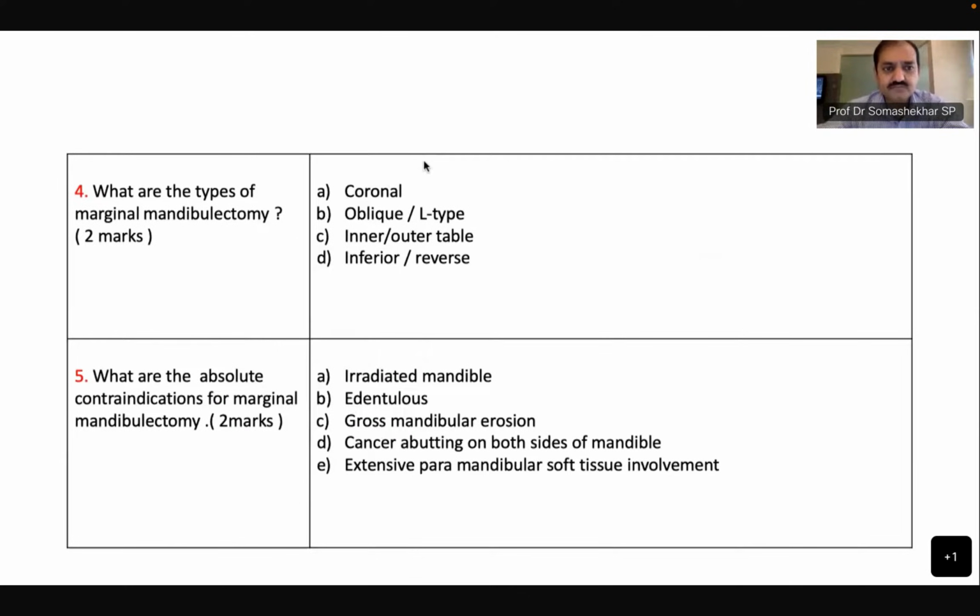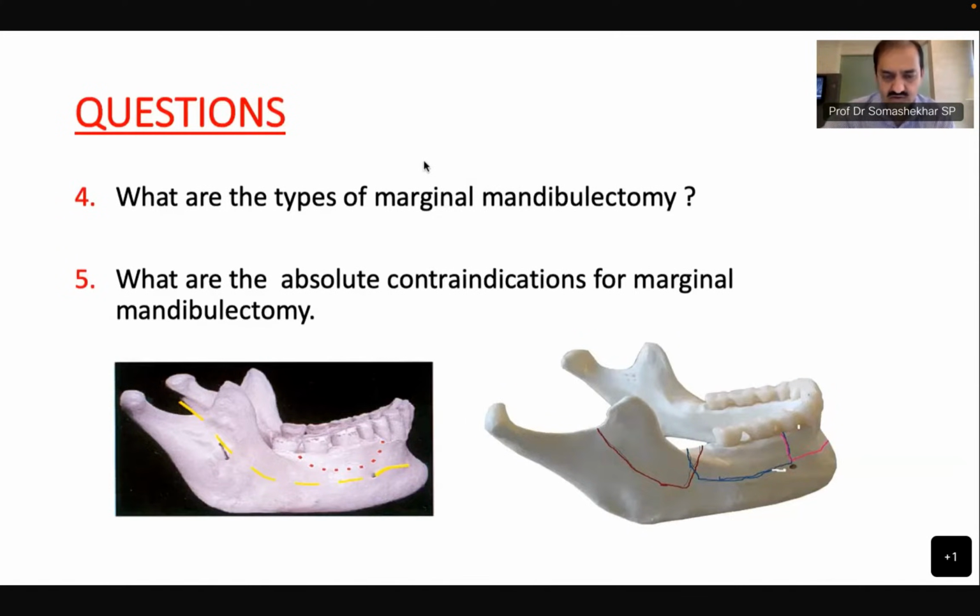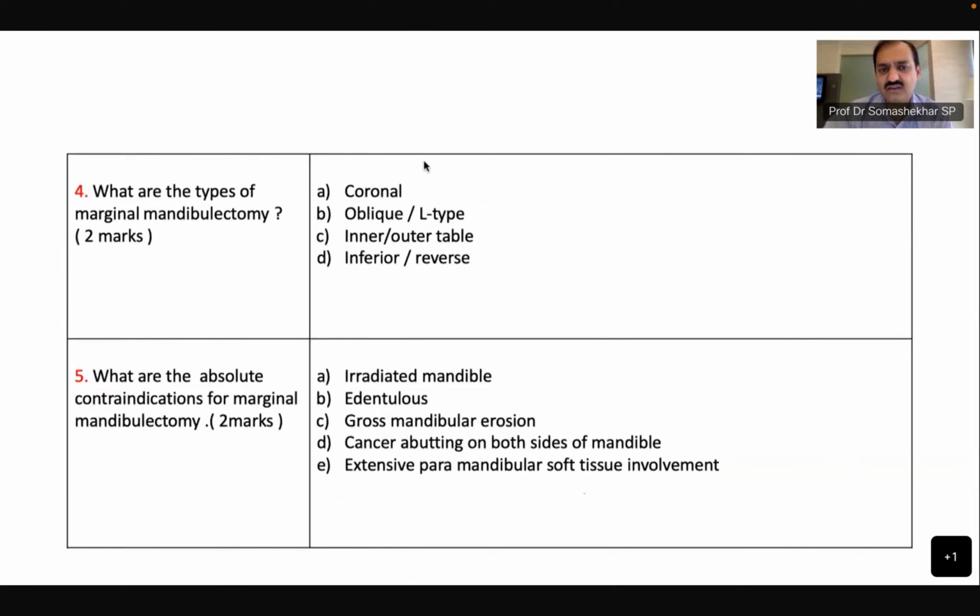You must know it. Then what are the types of marginal mandibulectomy? Coronal, oblique or L type, inner table, outer table, inferior or reverse. Okay, look at this. I have drawn all of them on the mandible. Coronal or oblique, inner table, outer table, reverse mandibulectomy, oblique or L type. Okay, oblique is done when the ascending ramus has to be taken. Now, what are the absolute contraindications? Remember, oral cancer doesn't spread in contiguity. It ascends up, goes through the pore of the dental.